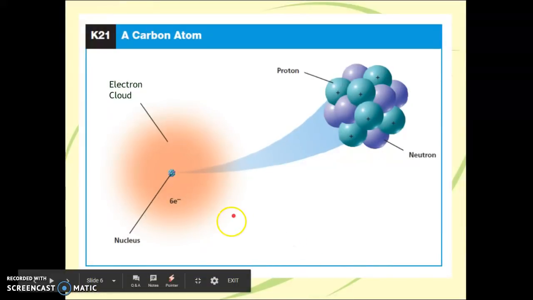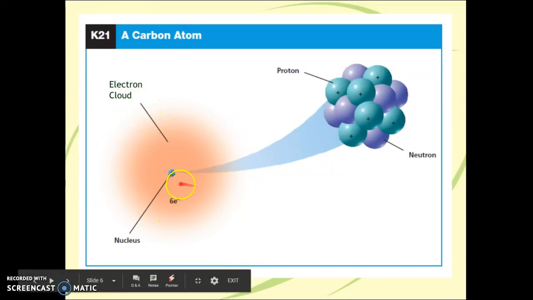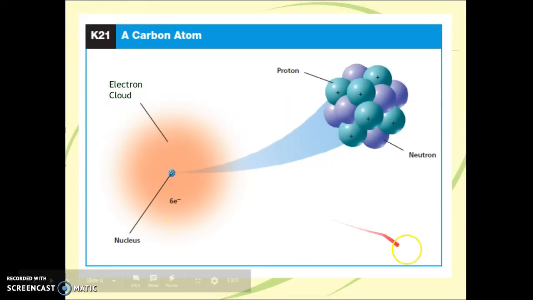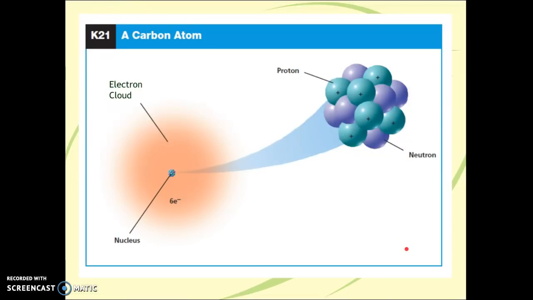Alright, so this is just our quick little diagram of an atom. You've got the nucleus here in the middle, and inside the nucleus you have positive protons, neutral neutrons, and outside, zipping all around, you've got electrons in the electron cloud. This is a carbon atom, so it's got 6 protons, 6 electrons in it. Go ahead and label your diagram if you need to.